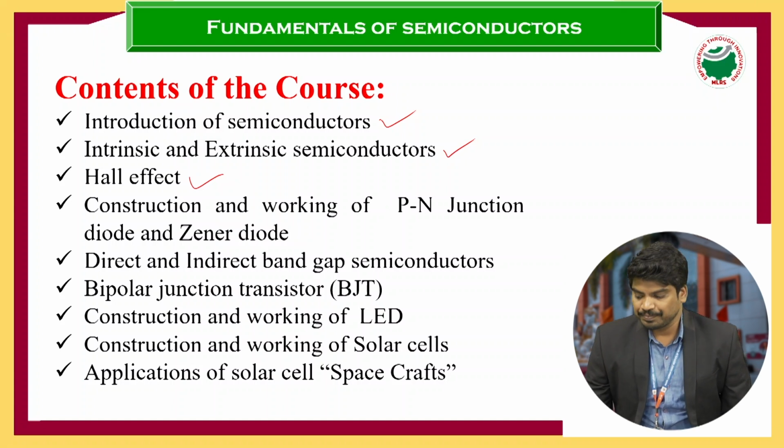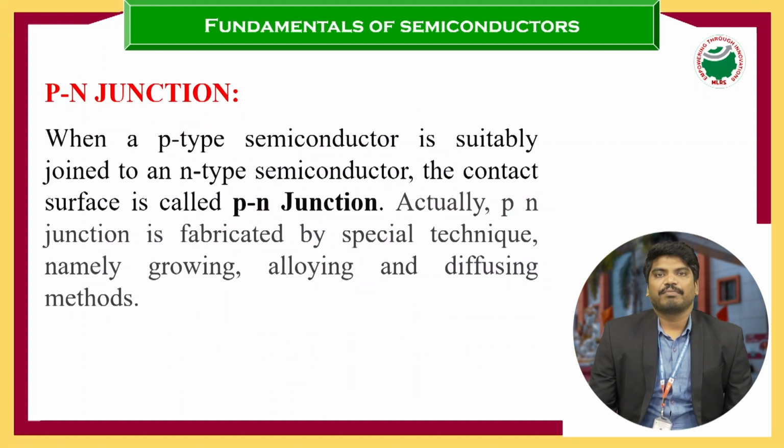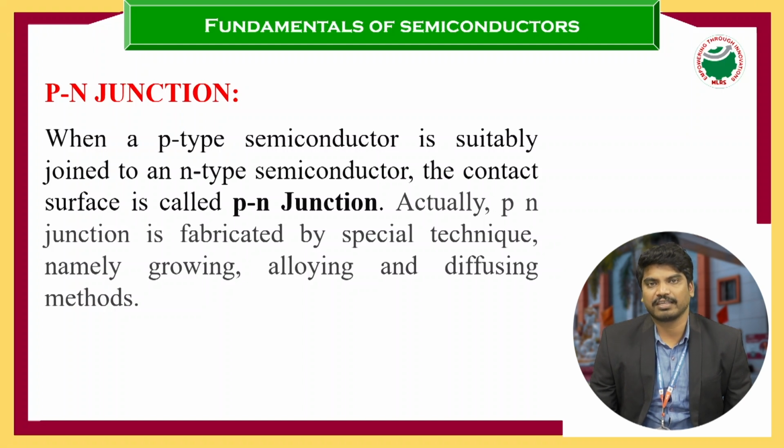Okay, now we all know that by adding a trivalent impurity to a pure semiconductor, we will get a p-type semiconductor, and by adding a pentavalent element like arsenic or phosphorus to a pure semiconductor, we will get the n-type semiconductor. In the p-type semiconductor, majority charge carriers are holes and minority charge carriers are electrons. Similarly, in n-type semiconductor, majority charge carriers are electrons and minority charge carriers are holes.